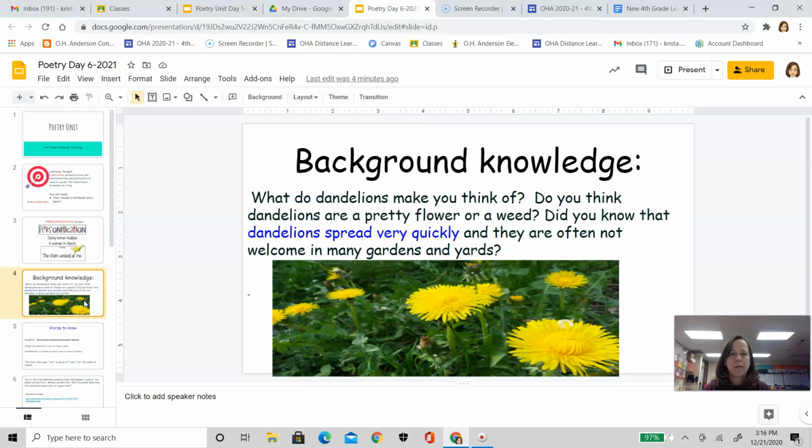Background knowledge. Today we're going to think a little bit about dandelions, and that is the topic of our poem today. What do dandelions make you think of? Do you think dandelions are a pretty flower or a weed? Do you know that dandelions spread very quickly, and they are often not welcome in many gardens and yards?